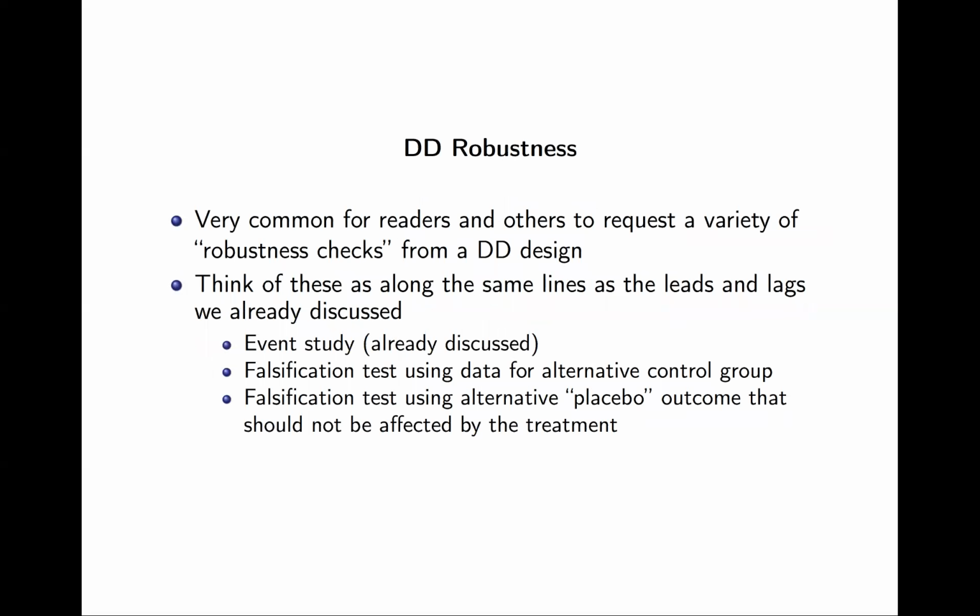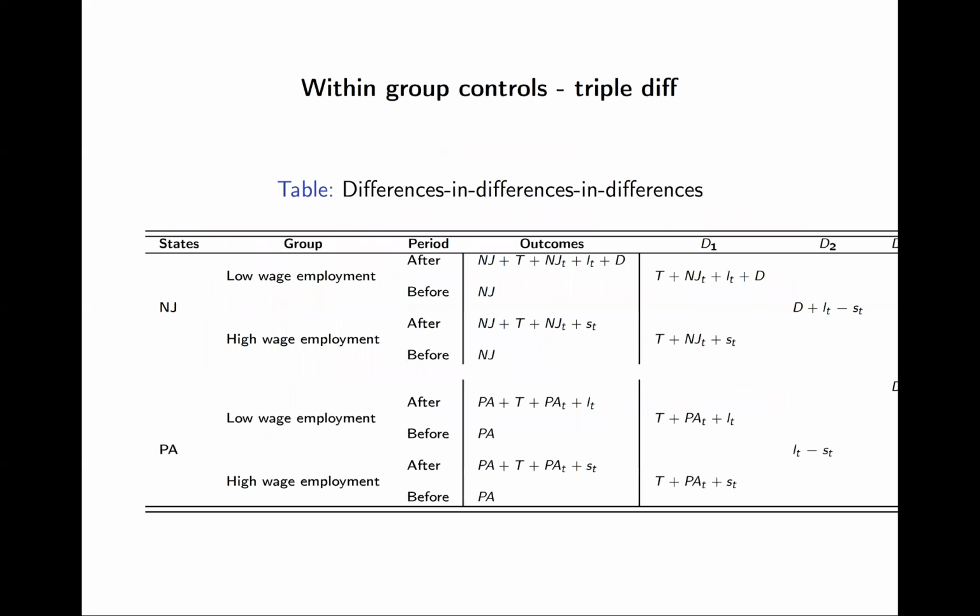All right, so let's talk about robustness. Just like we did with RDD, there are lots of robustness checks that are done. Now we're going to talk about three kinds of robustness checks. First is the event study, which we discussed. Second is an alternative control group. Third is a falsification test that uses alternative placebo outcomes, which shouldn't be affected by the treatment. Let's go one by one.